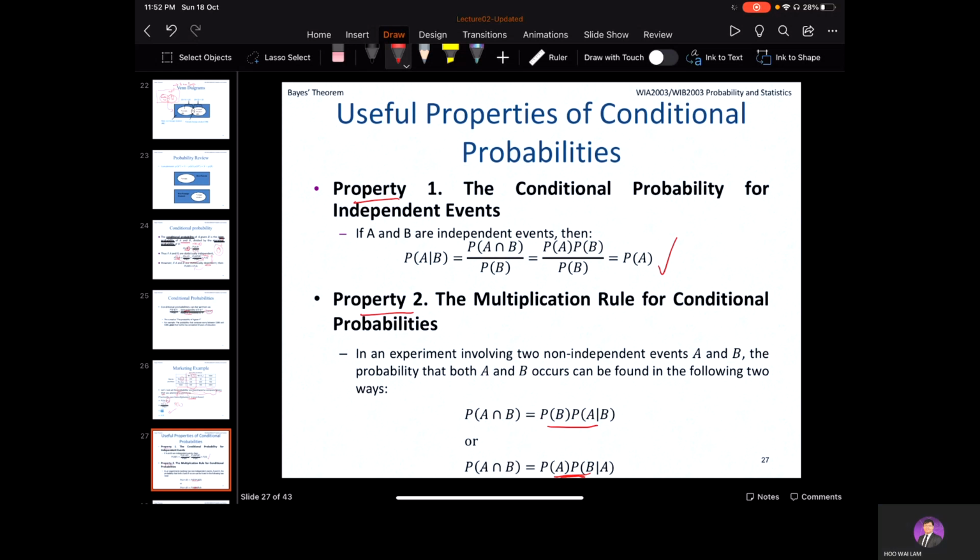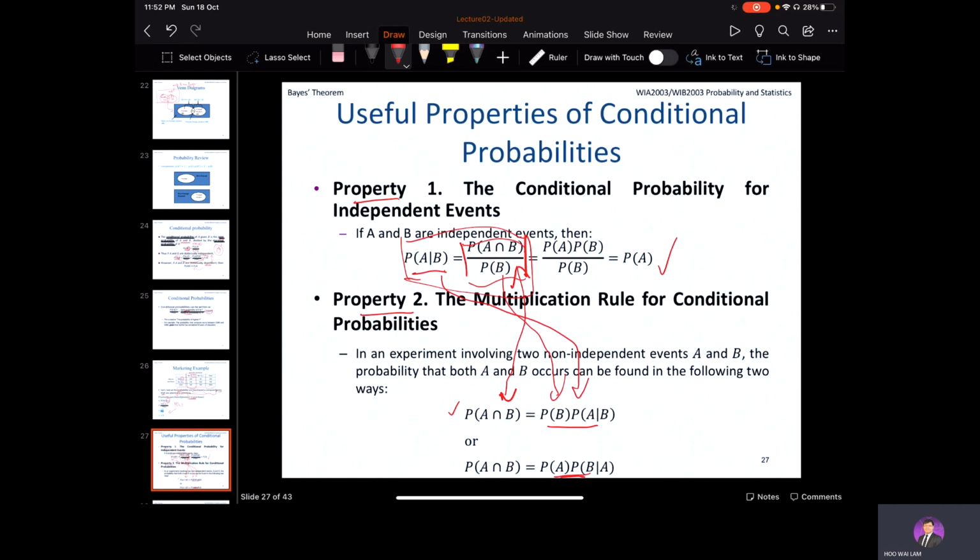Why? Because remember this one, it's coming from here. So if you are getting this one, then in that case, this one's AB, right? So this one is over here, and then B is over here. So based on this formula, this one is definitely correct.